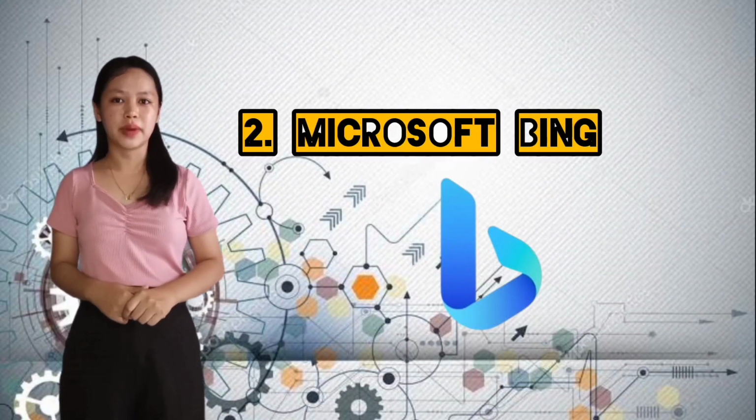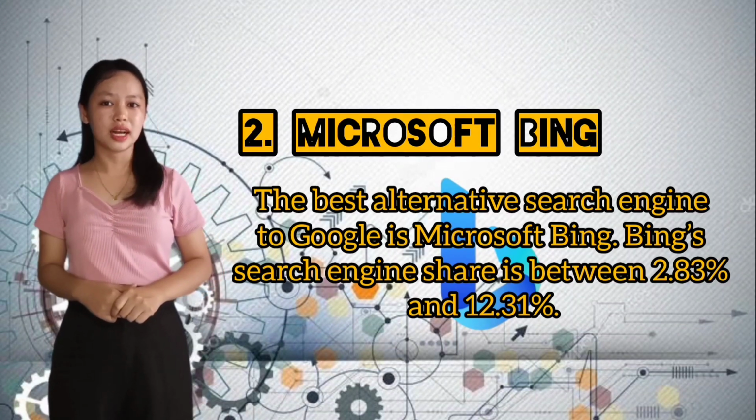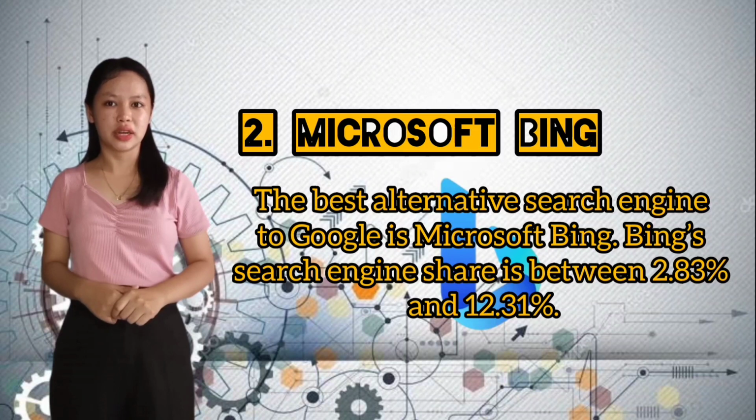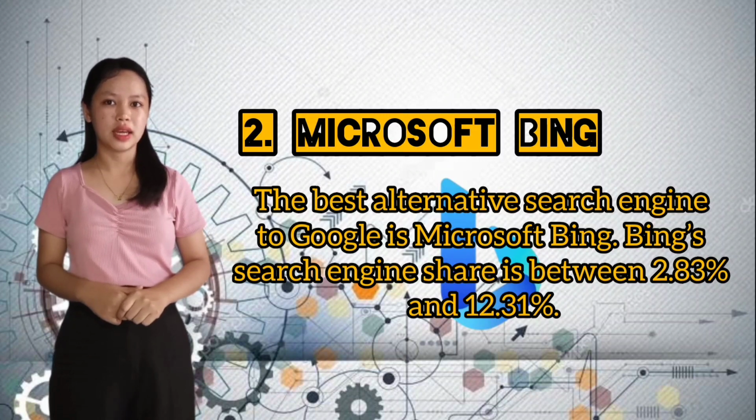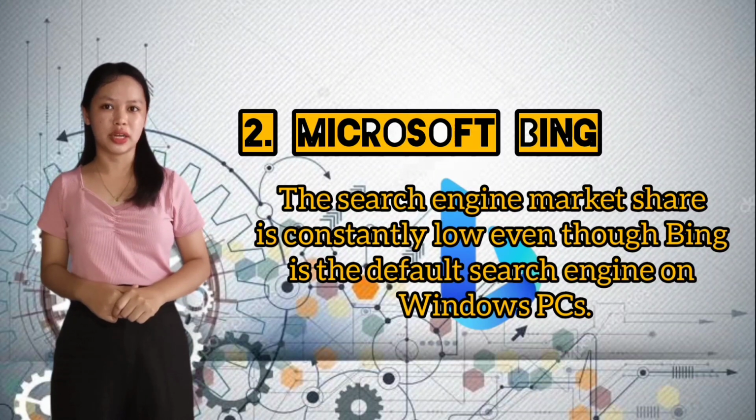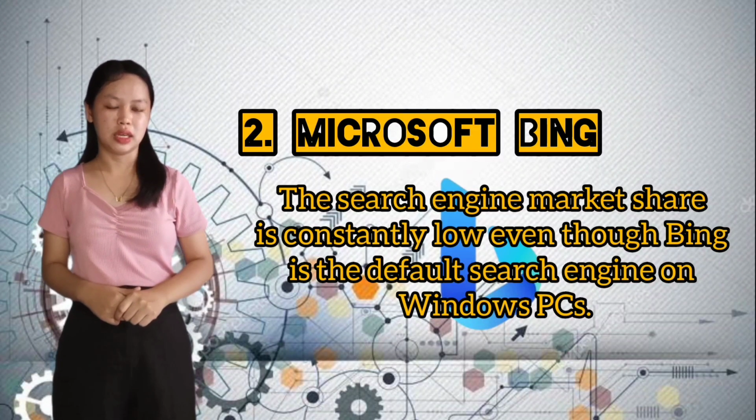Number 2 is Microsoft Bing. The best alternative search engine to Google is Microsoft Bing. Bing's search engine share is between 2.83% and 12.31%. The search engine market share is constantly low even though Bing is the default engine on Windows PCs.